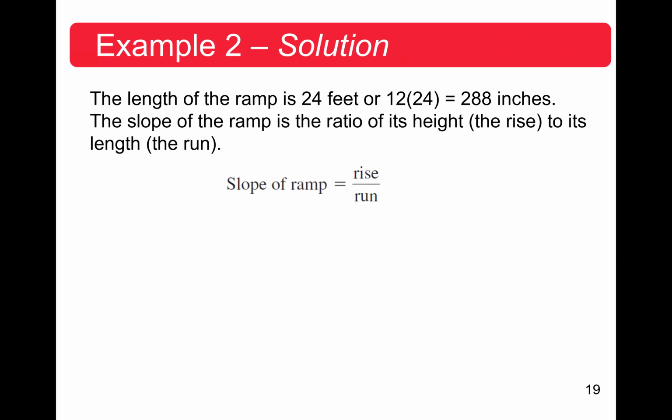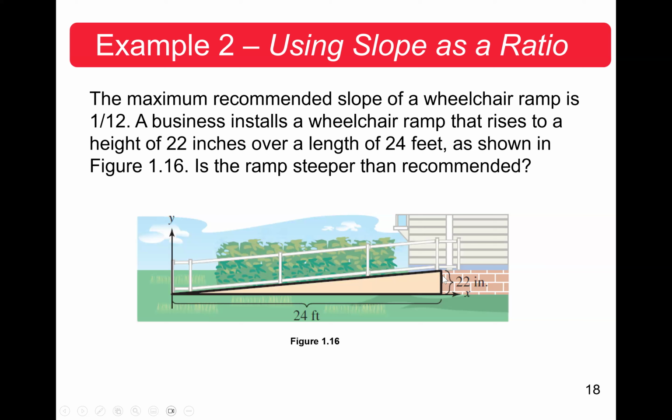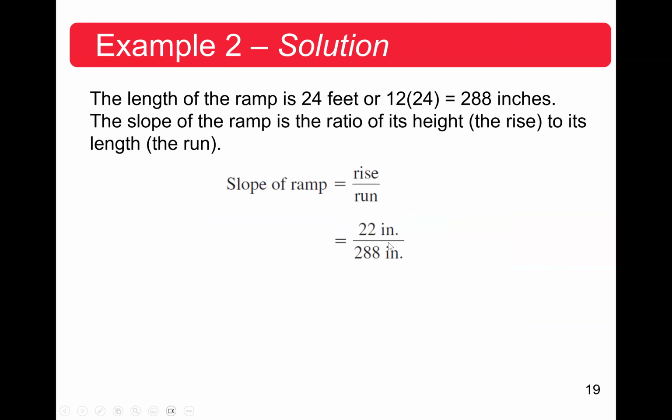So we say the length of the ramp is 24 feet. Or we can say 12 times 24, we change it to inches, 288 inches. So the slope of a ramp is the ratio of its height, which is the rise, and its length, the run. So we have rise over the run. The rise is again like y. So in the diagram here, we can see the rise will be 22 inches and the run 24 feet. So that's why here we have 22 divided by 288. Now the reason why we change the 24 feet to 288 inches is because the rise is in inches, so we have to have the same unit.